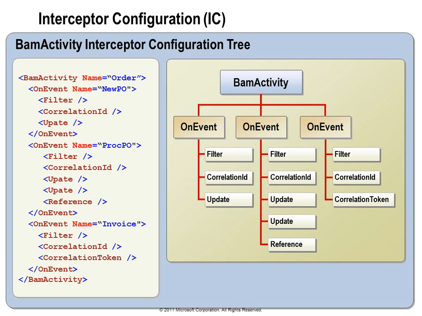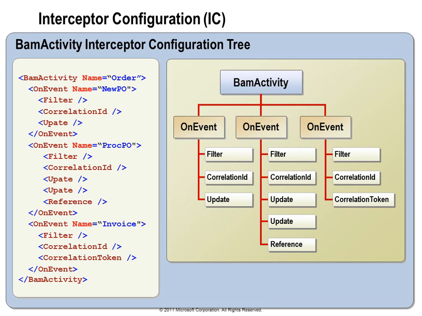This gives you a high-level idea of things that are in the interceptor configuration file or this tree of definition. We're going to start in the interceptor configuration by identifying the BAM activity that we're working on. And then we have this notion of events. And so events can have filters that you apply to indicate whether or not the data should be collected. They have the ability to do updates, which is where you specify that you want to write some data to BAM.